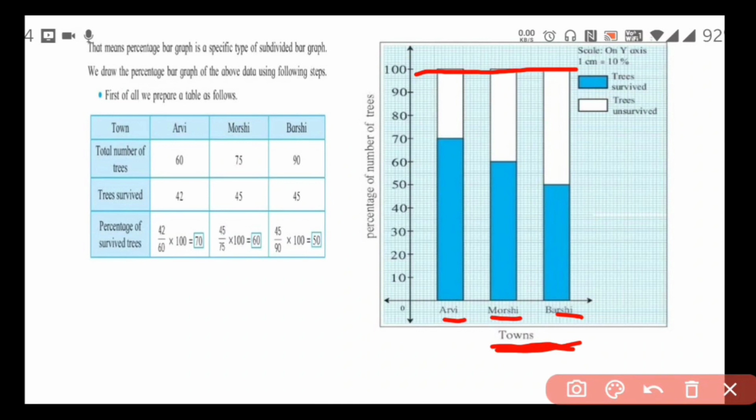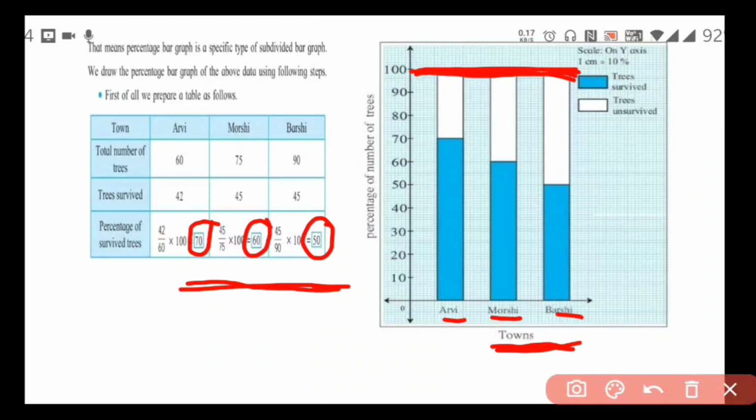As we have converted the number of trees survived into percentages, 70%, 60% and 50%, after this conversion, when we draw, our bars should be of 100. Okay, so always keep this in mind. On the y-axis, we have to take a 1 centimeter distance as 10, 20, 30, 40, 50. That means 1 centimeter is equal to 10 units. And in this way, we have to draw all the bars of 100. And afterwards, we will divide them.